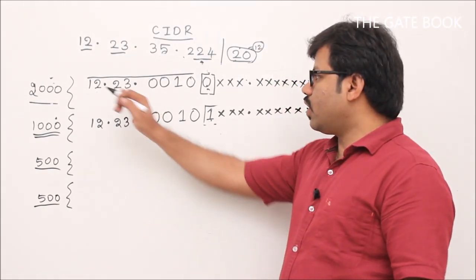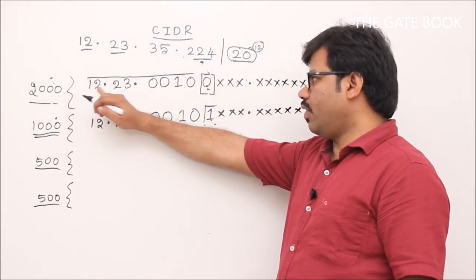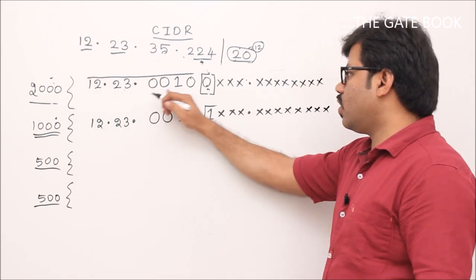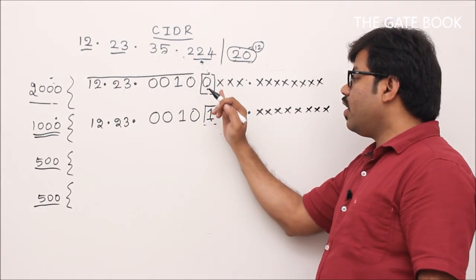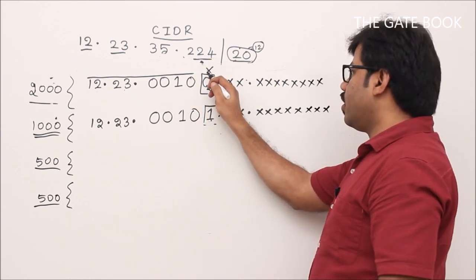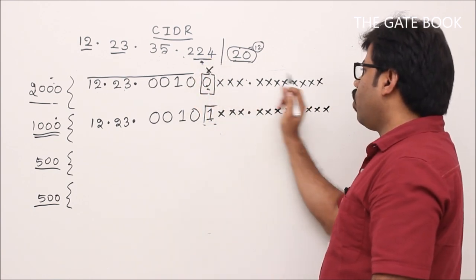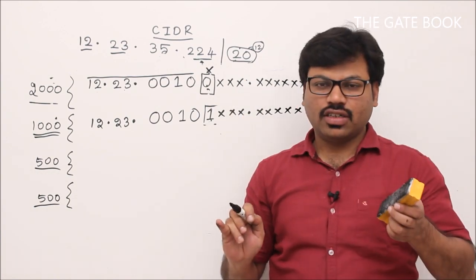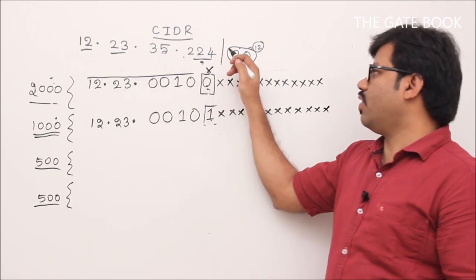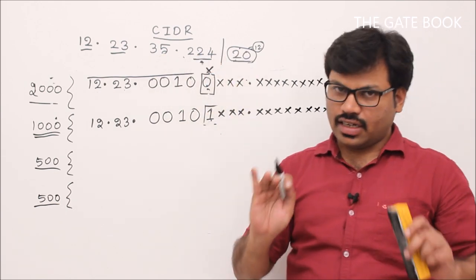For that, without touching the network part, 12.23 and these 4 bits, we know that this is a network part, right? 0010 we did not touch. We are only touching this part. Initially it was X. Count it: 4 here, 8 here, 4 plus 8, 12 bits we can touch. So 4096 addresses we can generate, which is initially given. Okay, so 4096 addresses we have.